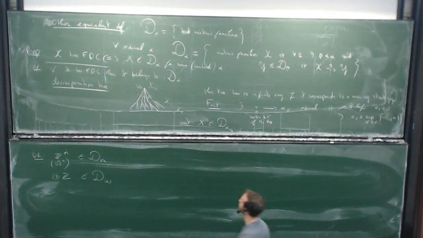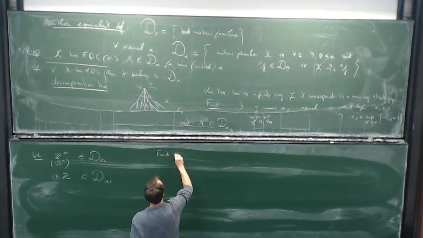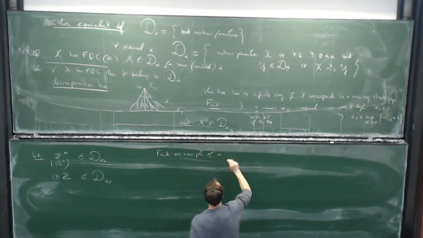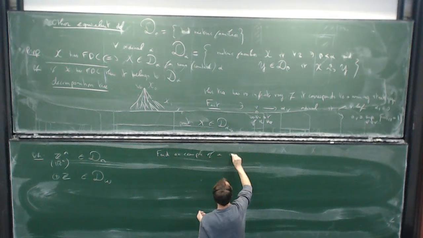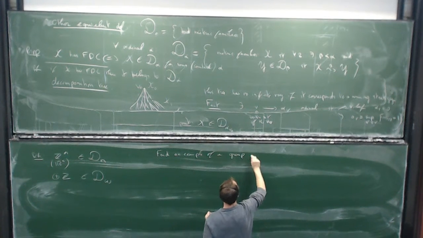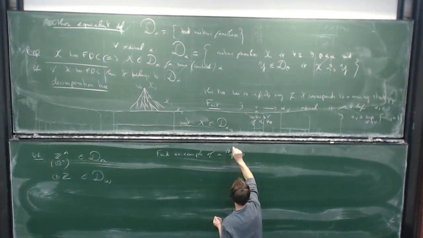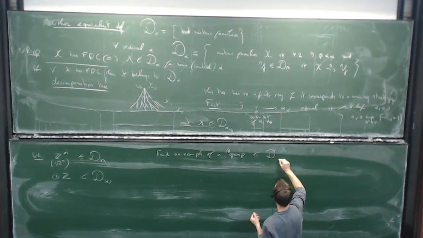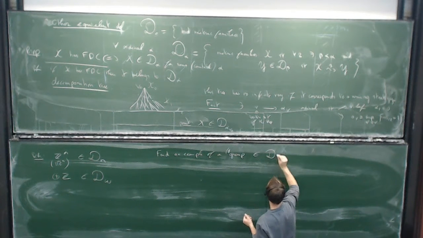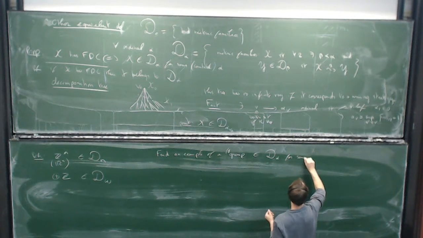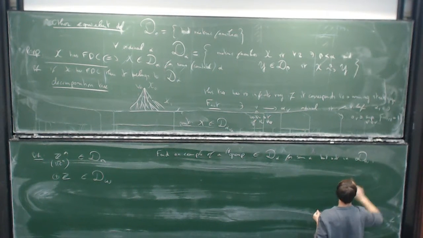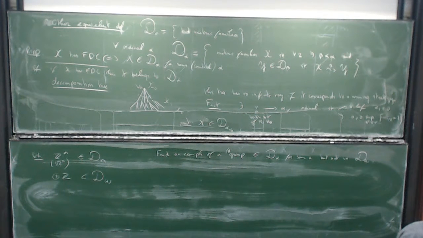So find an example of a metric space, or maybe a group, but even better, a finitely generated group with the word metric, which belongs to D_alpha for some alpha, but not in D_omega. It is not known. It is one of the few questions that nobody was able to prove.